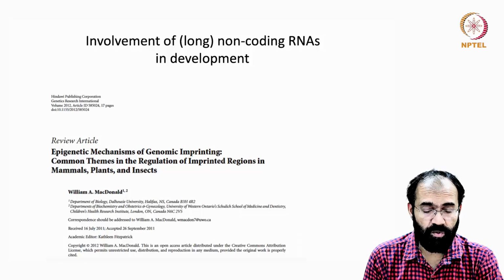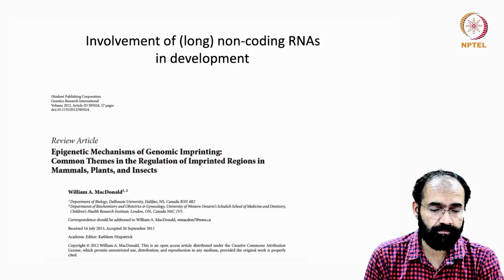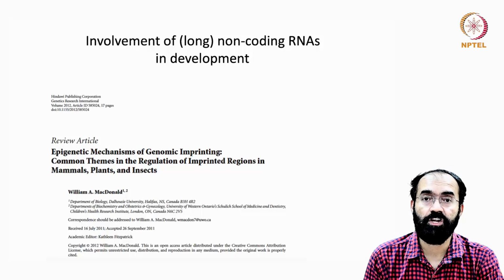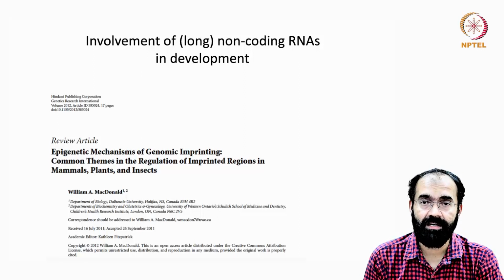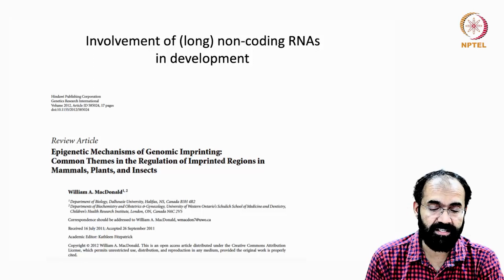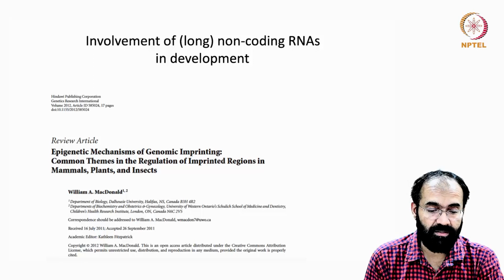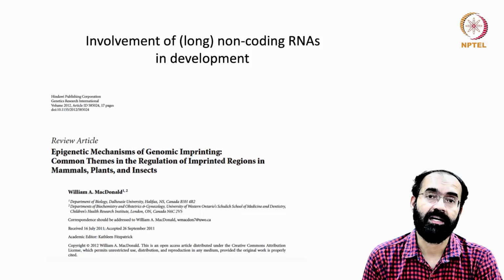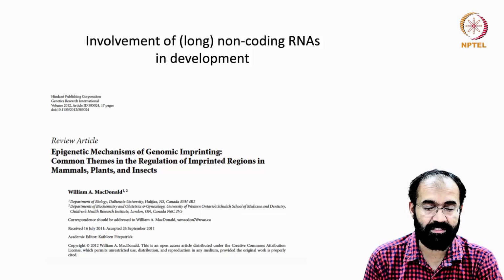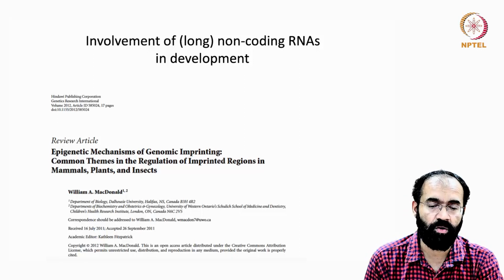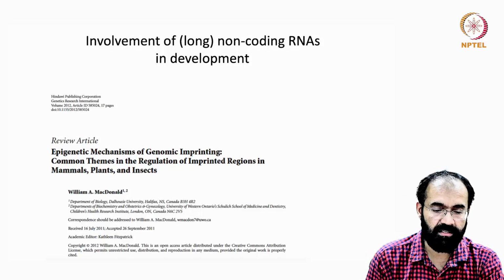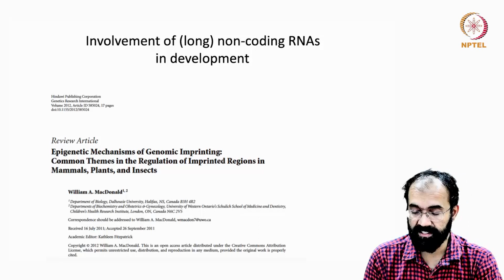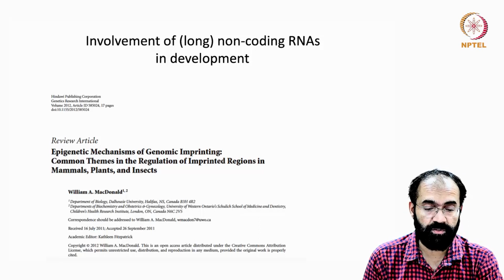This review article is quite informative. You can read Epigenetic Mechanism of Genomic Imprinting. It is well described and quite loaded with information, and it will be quite useful because it also covers a lot of model organisms: mammals, plants, insects, etc. So it is a quite informative review article, which is why I'm putting the reference here. It would be quite useful to go through it.